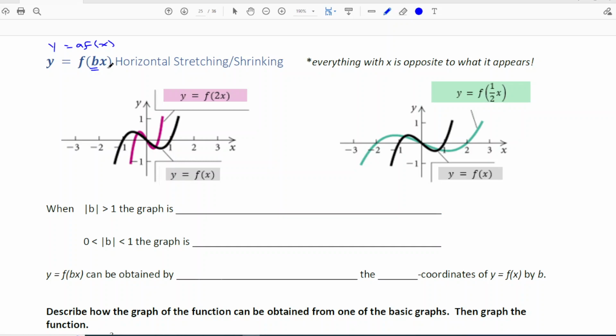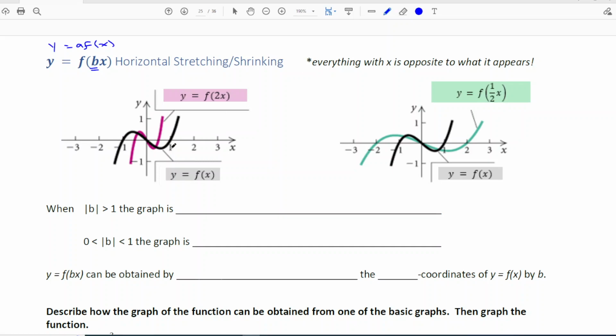Now the first thing I'll say is that anything in the bracket with the x is going to affect the x. Anything outside the bracket is going to affect the y. The other thing is that there's this weird thing that everything with x is opposite to what it appears.